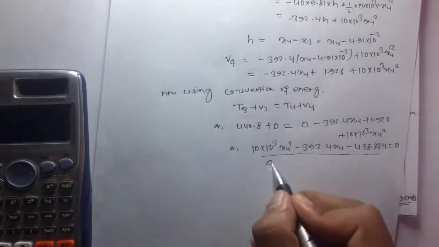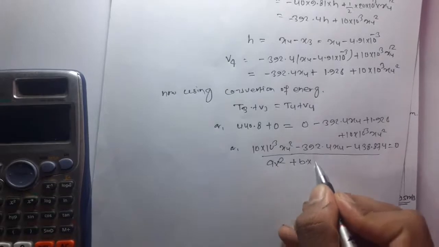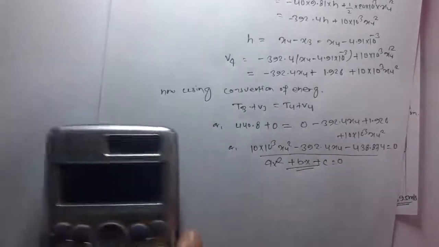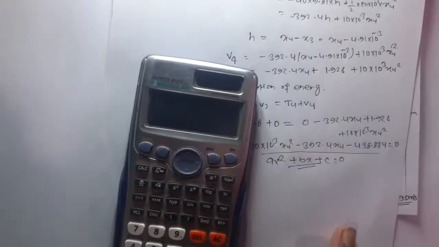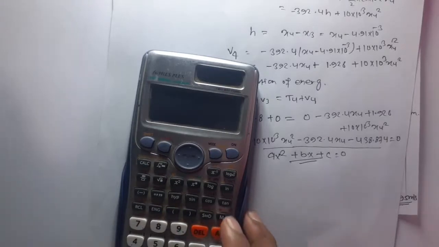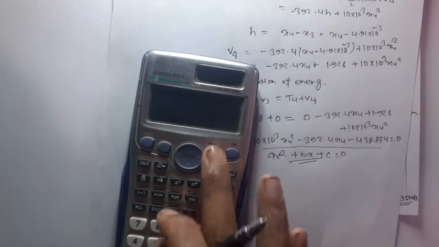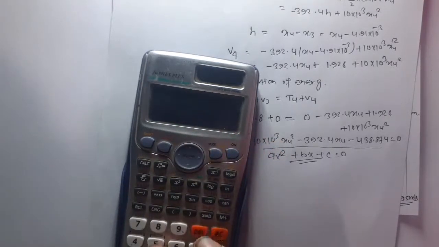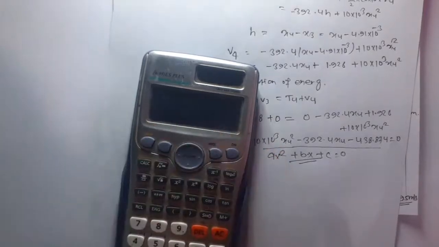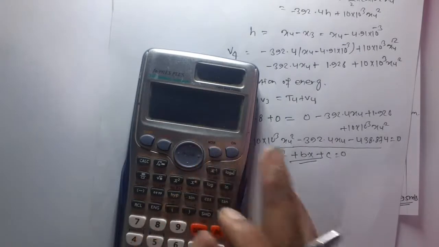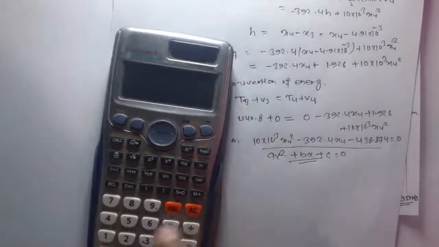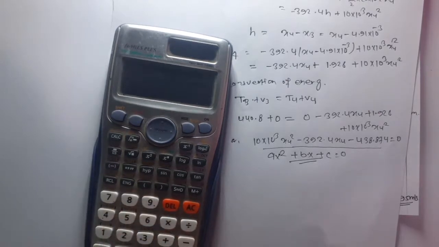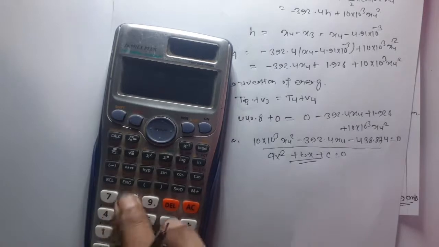So this is a quadratic equation in the form of ax square plus bx plus c is equal to 0. By solving this quadratic equation, we get the value of x4. For that we simply use a calculator. If you don't know how to solve this equation by using a calculator, first click on mode, and then there is a different option, click on equation. So equation is in 5, so 5, and there is a different form of equation. We need the form ax square plus bx plus c, which is in 3, so click 3, and the value of a is 10000 and value of b is minus 392.4 and value of c is minus 438.874.